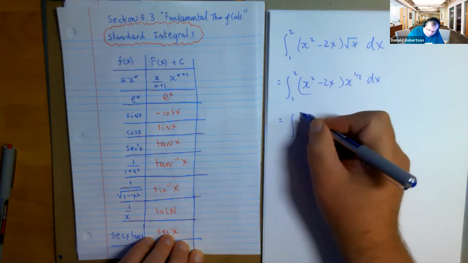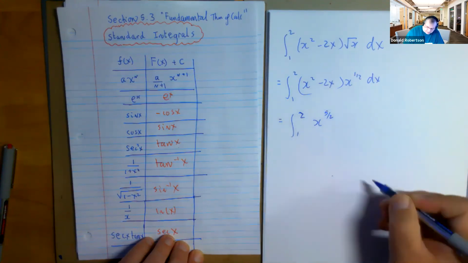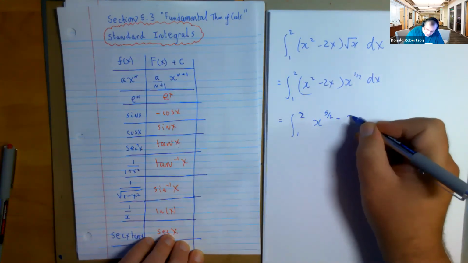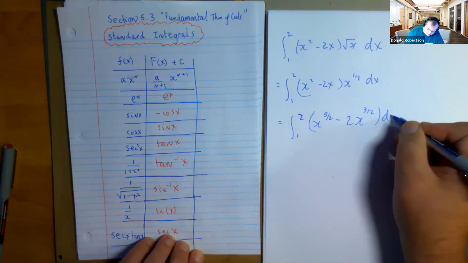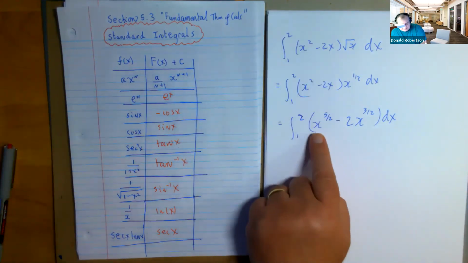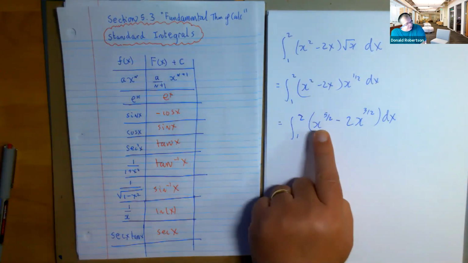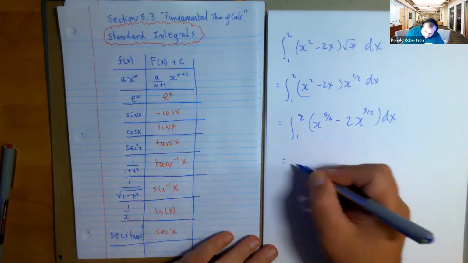So it's going to be x to the 2.5, which is the top heavy fraction 5/2, take away x to the 3/2. So this guy became that guy. Now in this format, would you agree that this is doable, right? The power rule will work. It'll be pretty messy fractions, I'm guaranteeing that.